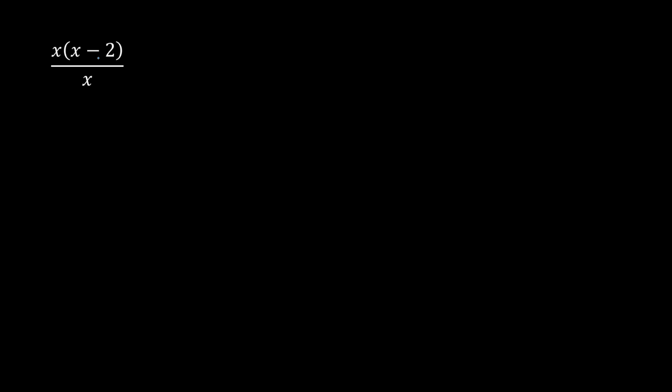Now we have x times x minus 2 over x. Same concept. There's an x in the numerator, x in the denominator. We can cancel, and we're left with just an x minus 2. Next example, we have x over x times x minus 2 times x plus 4. Notice there's an x in the numerator, x in the denominator. We can cancel. Now we are left with a 1 in the top, and x minus 2 times x plus 4 in the denominator.